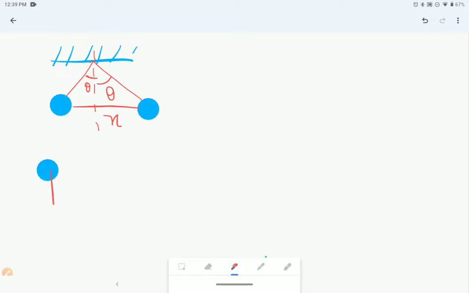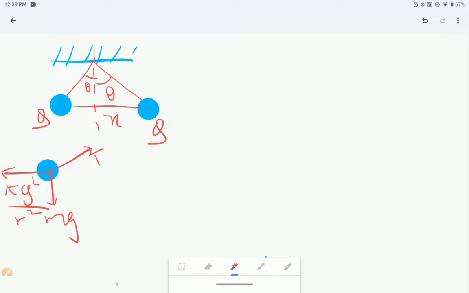So downwards mg, and this is the tension force in the string, and the force of repulsion, right? This is q, this is q. The force of repulsion is kq square upon r square. This was the diagram.